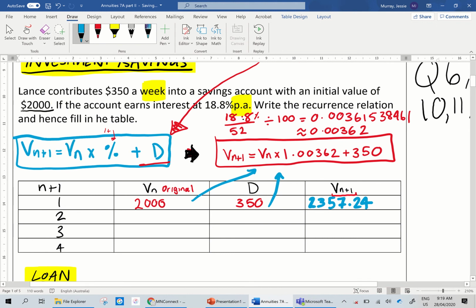Which means you could look at this and say, well, you can see straight away he earned $7.24 in interest that week, because he only added $350 of his own money into the $2,000, but it's accumulated to this amount. So what do we do now? Now we bring that value, and it's now the initial value for the second week. Hence why we call it that recurrence relation.